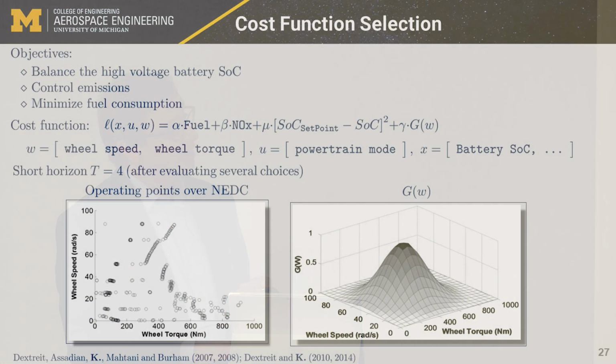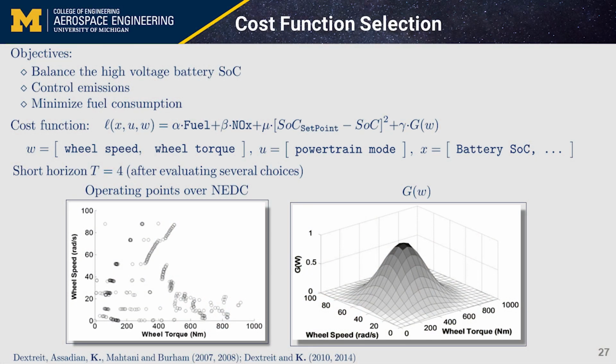So what are the objectives in this problem? First of all, it's a hybrid electric vehicle. So the idea was to balance the high voltage battery state of charge, basically maintain the state of charge of the battery, not let it drop, or kind of on average. And then the second one was to control emissions and minimize fuel consumption.